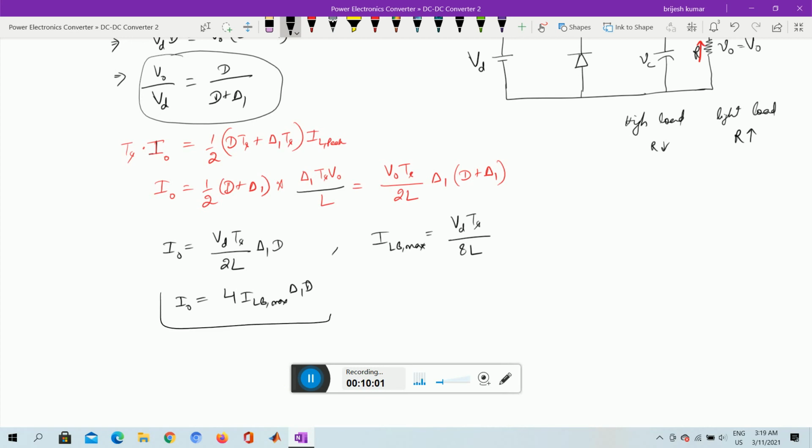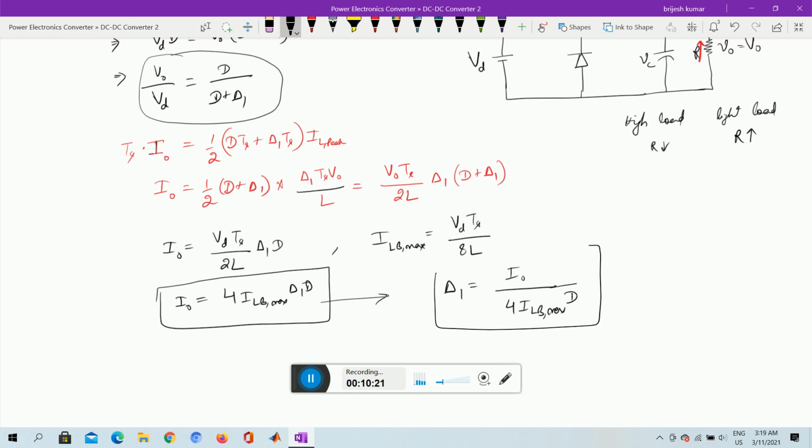So from this we can write that del 1 is equal to I0 by 4 ILB max into capital D. So this is the expression for the del 1 we obtained. Now what we can do is substitute this expression of del 1 here, directly, and get the value of V0 by Vd.